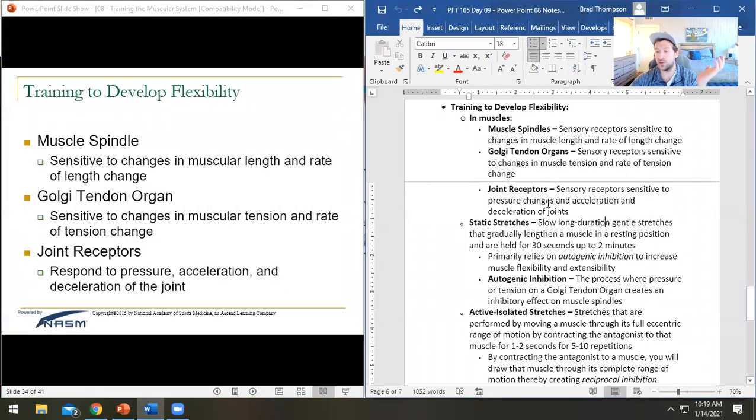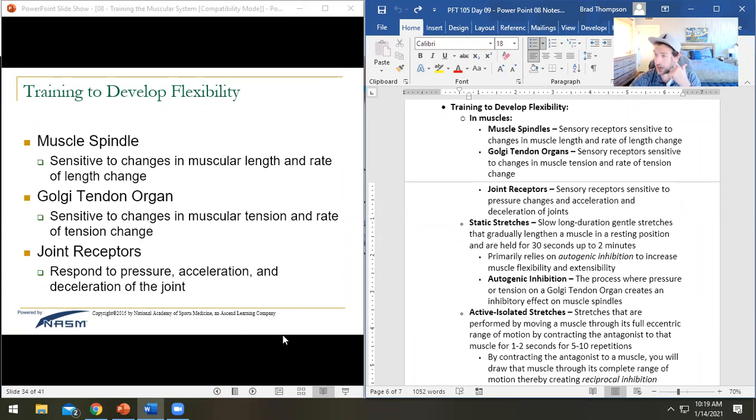And then there's also joint receptors, which we're not seeing in this picture here, but joint receptors are there. They're in the middle between your joints, like your ligaments, and they're sensing, are you accelerating? Are you decelerating? Is there pressure? Is there a lot of pressure? Is there a little pressure? They're sensing stuff that's happening in your joints.